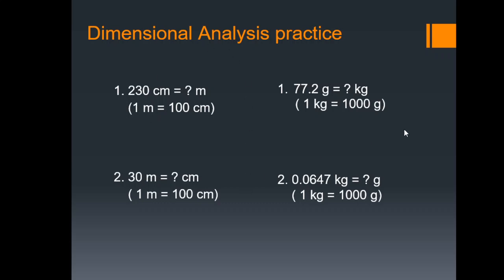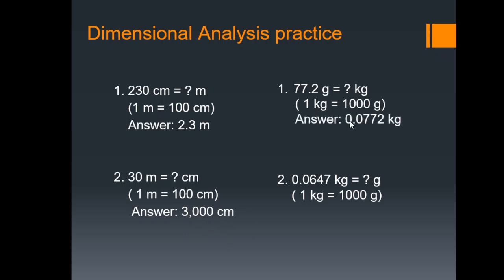All right, hopefully you did stop and try them. This is probably one of the hardest concepts here in chemistry. If you get this down as we use it throughout the course, you will have an easier time when we get to stoichiometry in the second semester. So you should have gotten 2.3 meters for number 1. Number 2 is 3,000 centimeters here. Number 1 over here is 0.0772 kilograms. And number 2 here is 64.7 grams.